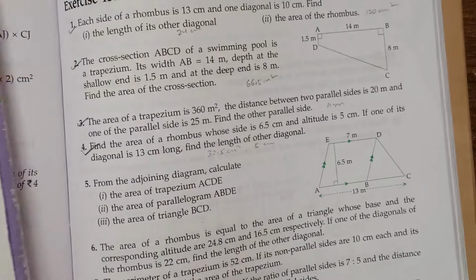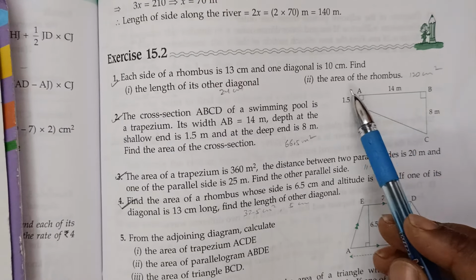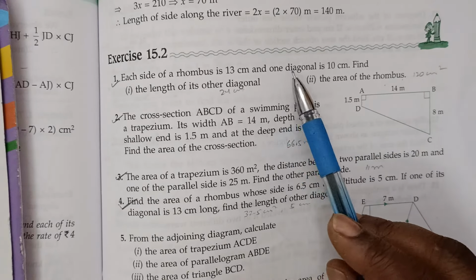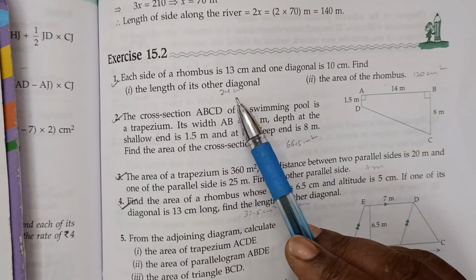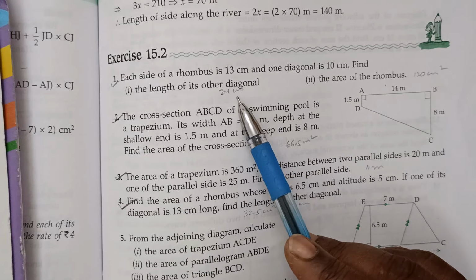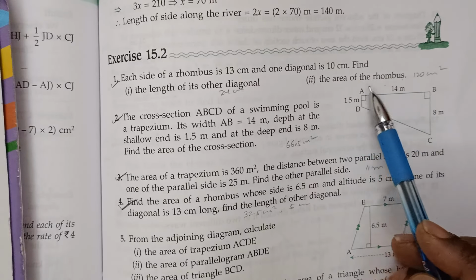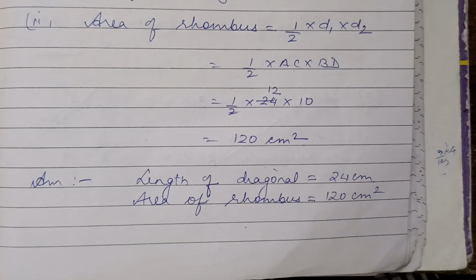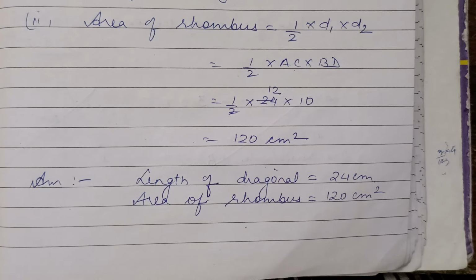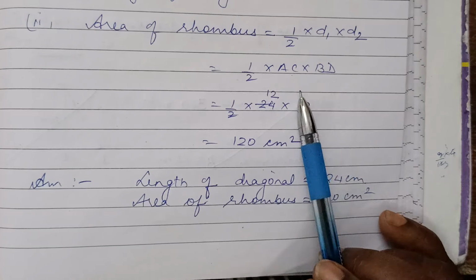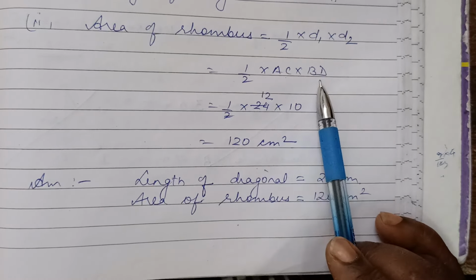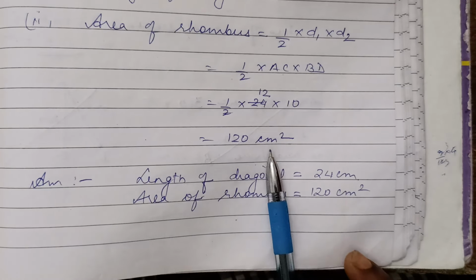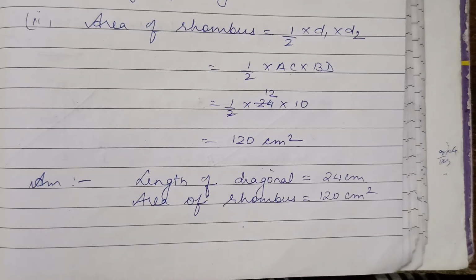Similarly, you will be doing the next question also. Here, what is given? We have to find the area of the rhombus. In this question, we already have one diagonal, 10 centimeter, and we have found another diagonal, 24 centimeter. Now, what is the area of the rhombus? We know that it is equal to half into D1 into D2. Just use that formula. One diagonal is AC, another is BD, so that is 24 into 10 divided by 2. Just solve, you will get 120 centimeter square.